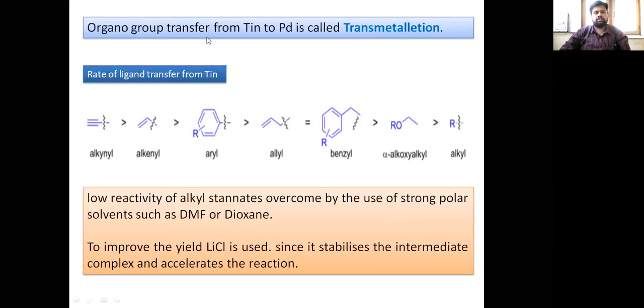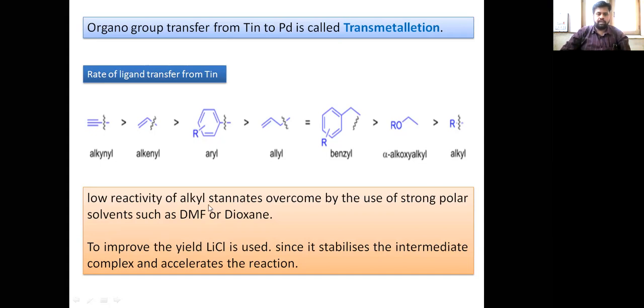The transfer of organo groups from tin to palladium is called transmetallation. The transfer of an organic group, meaning an alkyl group or aryl group, whatever it is, from one metal to another metal is called transmetallation. Now the rate of ligand transfer from tin: the highest transfer rate is alkynyl, then alkenyl, then aryl, allyl, benzyl, alkoxy, and the last one is alkyl. So alkyl is a low reactivity group.